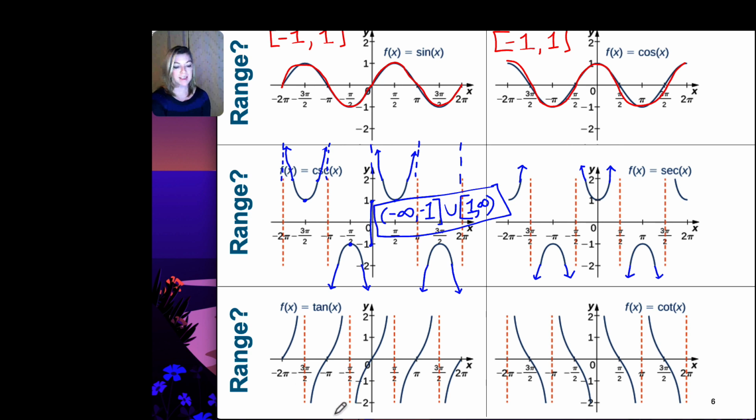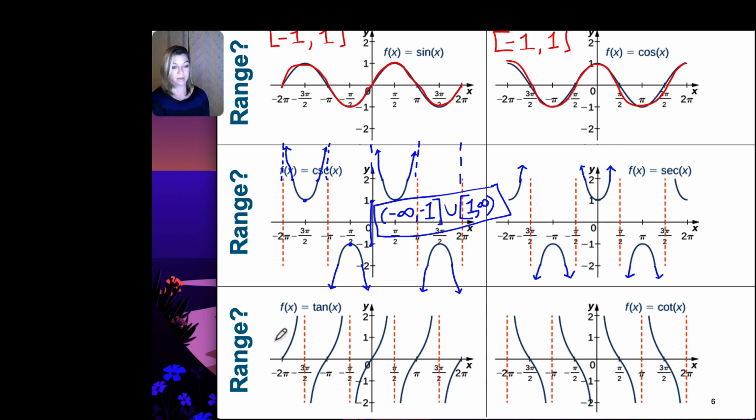Noticing a couple things. Tangent increases as we travel from left to right. It does not exist at these asymptotes. Whereas cotangent, its reciprocal function, decreases as we travel from left to right and does not exist at these asymptotes. They're different asymptote values. Okay, this slide is asking us for the range though.